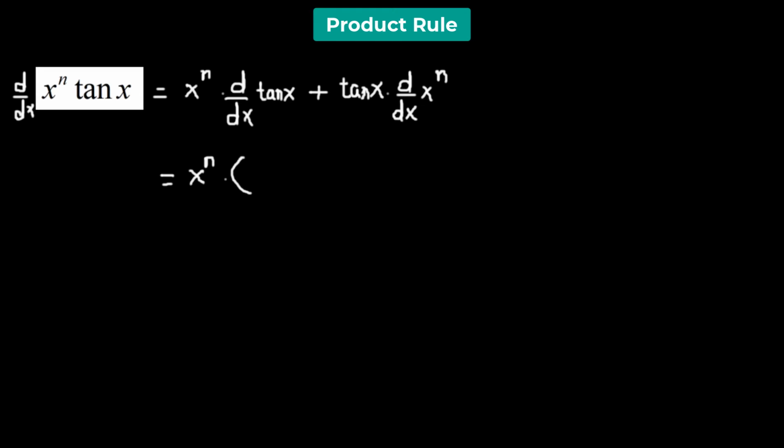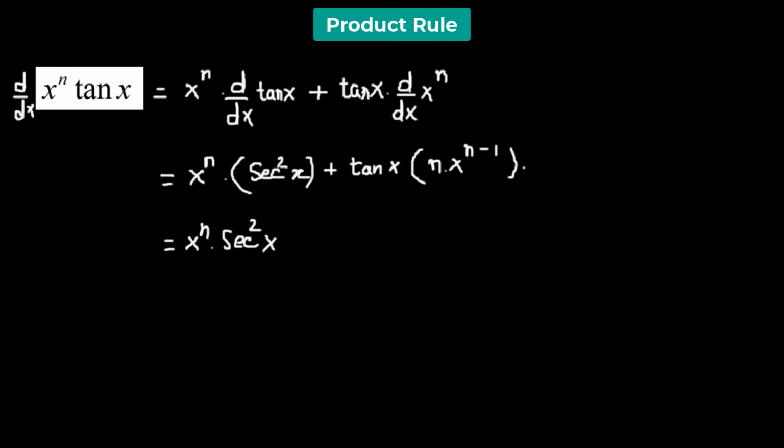So the derivative of the tangent function is secant squared x, plus tangent of x, and we have the derivative of x raised to the power of n, which will be n times x raised to the power of n minus 1. So we can write it in a simplified form. We have x raised to the power of n times secant squared x plus n times x raised to the power of n minus 1 times tangent of x. So this is the derivative of the given function.